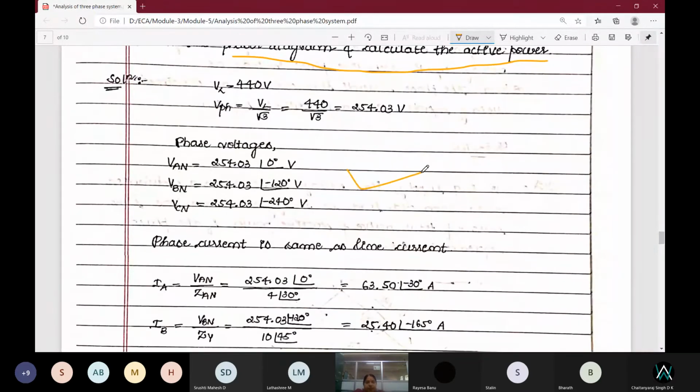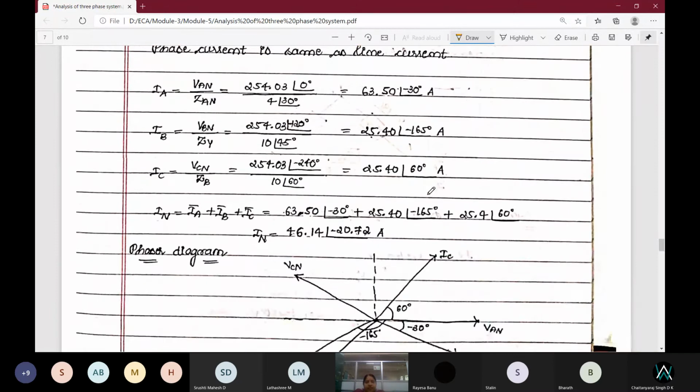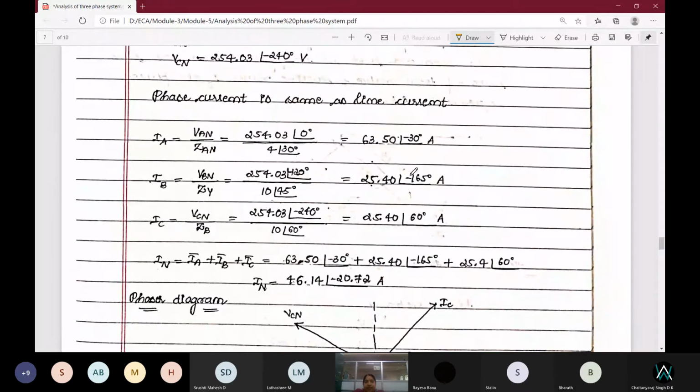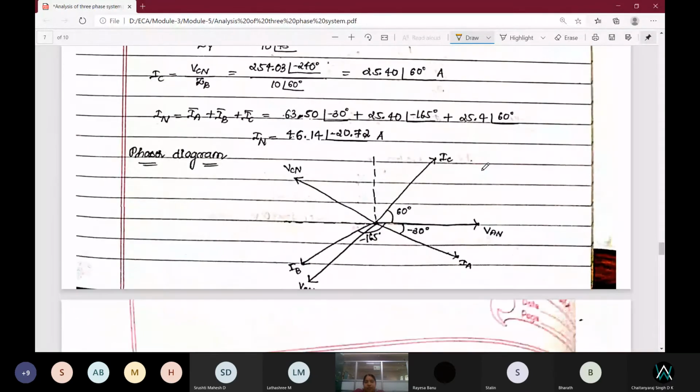Find out the phase voltages, find out the phase current, same as line current. Next, draw the phasor diagram: phasor diagram VAN, VBN and VCN. Next is IA. IA is how much? Minus 30. So it should be between this 90 degree and this 0 degree. Okay, minus 30 will come here.